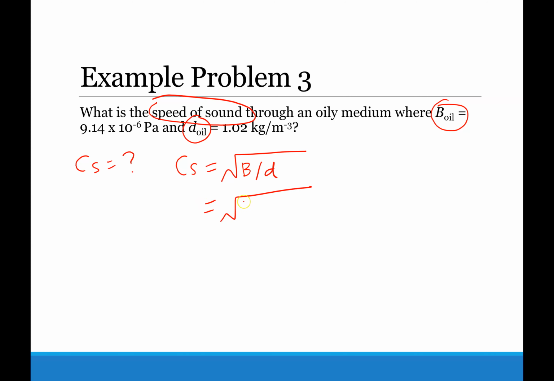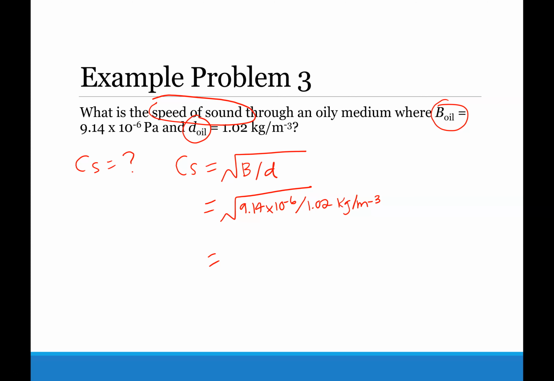So B is going to be 9.14 times 10 to the minus 6, divided by the density, which is 1.02 kilograms per meter cubed. And so in our calculators, you can go ahead and open up the square root button. So open parentheses, 9.14 second e to the minus 6 divided by 1.02, close parentheses.